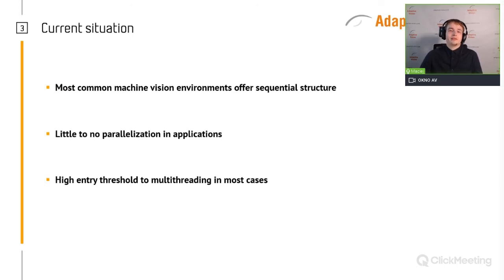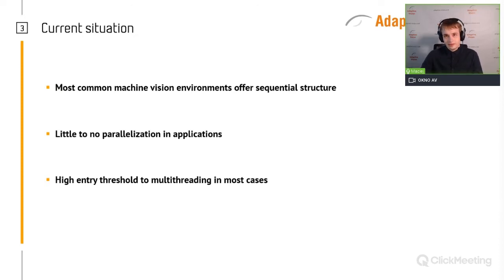Currently, most of the vision frameworks on the market are largely sequential in nature. There is very little parallelization. Some frameworks have some functions or filters that feature some innate multi-threading, but the user doesn't really have control over it. If a framework somehow allows the user to implement their own explicit multi-threading, the threshold of entry might be quite high, especially for the inexperienced user.